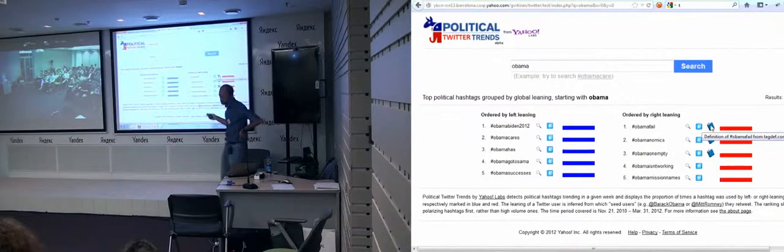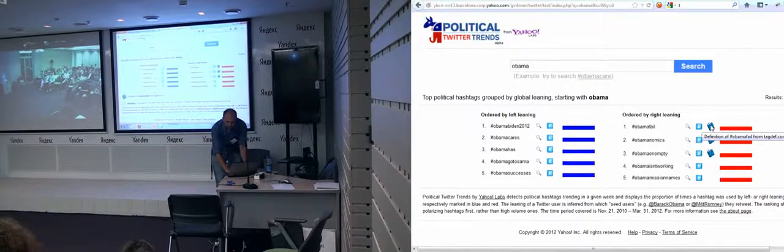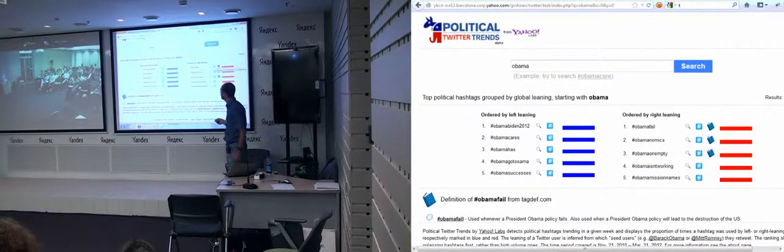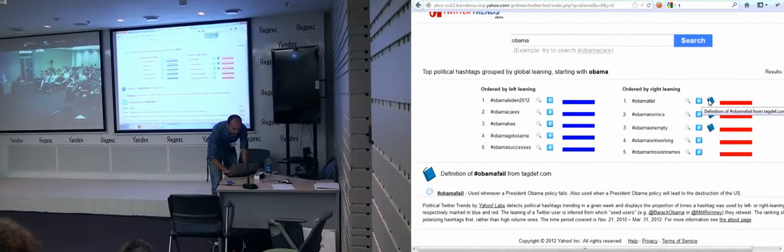So here, for example, just to show some other features apart from the basic leaning type of stuff. Where possible, we try to show a definition from TagDef. It's an external website. If you don't know what Obama fail means, well, in this case, kind of obvious. It says used whenever President Obama's policy fails, also used when President Obama will lead to the destruction of the United States. So this is actual user-generated content. There are some Obama example tweets.